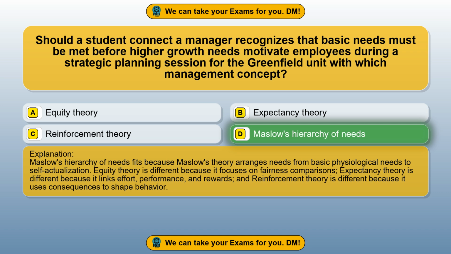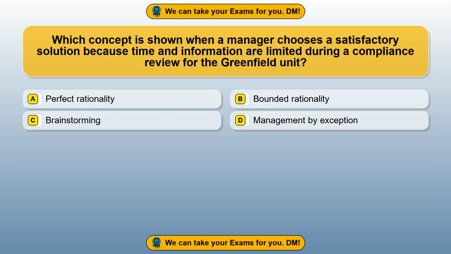Expectancy theory is different because it links effort, performance, and rewards, and reinforcement theory is different because it uses consequences to shape behavior. Question 51.